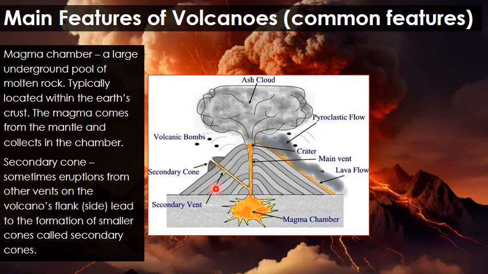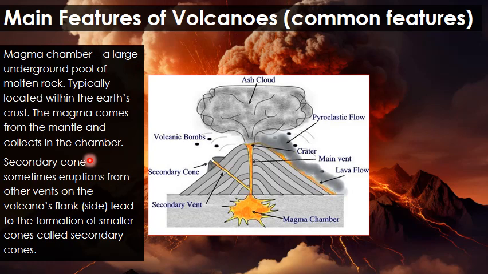So we talked about the magma chamber, and we said it's a large underground pool of molten rock. This is the magma chamber, and it's usually located within the Earth's crust. The magma comes from the mantle and collects in this chamber.